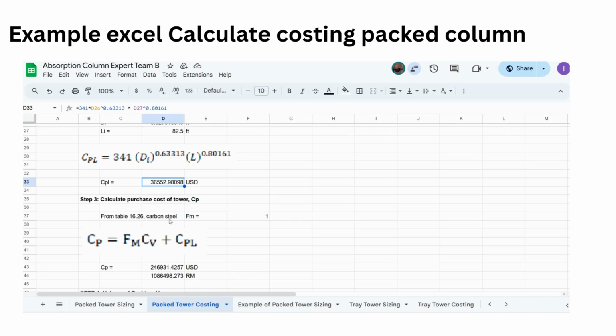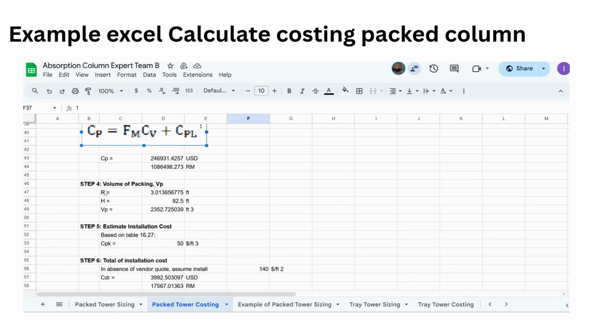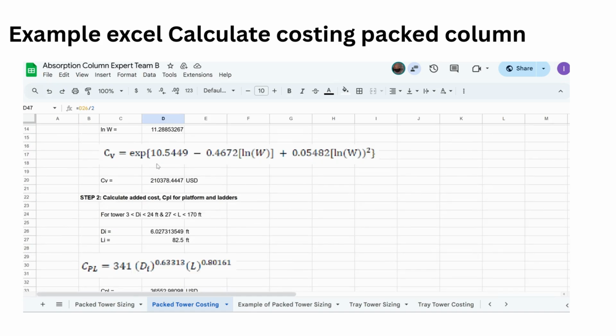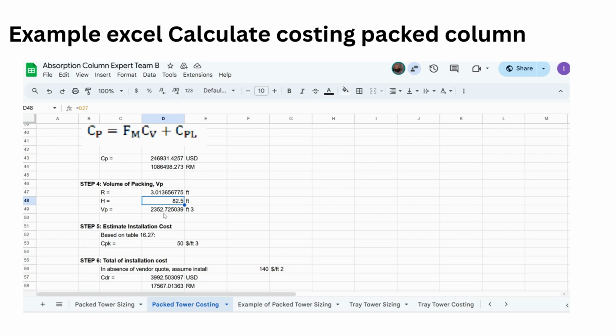For the next one, we assume it is carbon steel, so from table 16.26 the material factor will be 1, and let's substitute into the equation here, so we will get the CP. Next is the volume of packing VP, where we get the R by dividing the diameter by 2, and then the height, and then 3.14 multiplied by R squared times H. The next one is to estimate the installation cost CPK, which is based on the table 16.27.